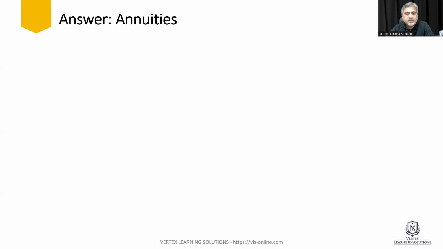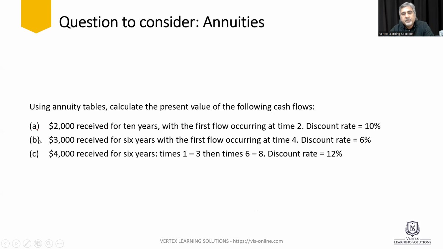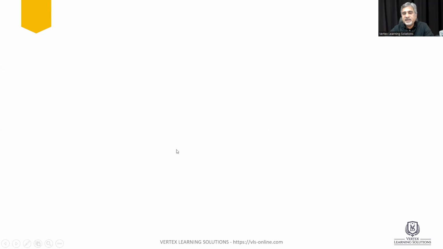Let's go back and see what is the second situation. Part B says $3,000 received for 6 years, with the first flow occurring at time 4. Discount rate is 6%. So first flow occurring at time 4, and it is for 6 years, okay? So 4th year, 5th year, 6th year, 7, 8, and 9. So 4, 5, 6, 7, 8, 9. Total 9. So you will take the factor from 1 to 9, and then from that you will subtract the first 3 years. Let's see how it happens.